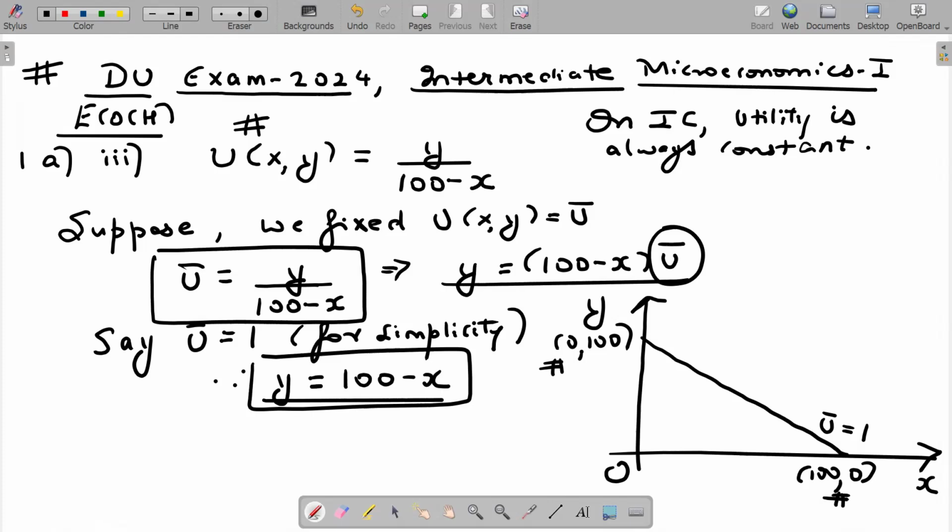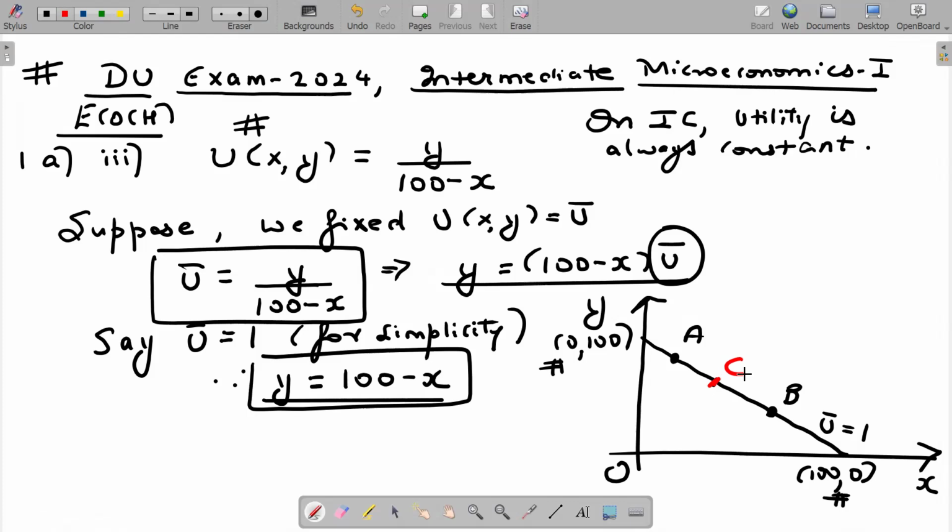Okay, now is it convex? You can clearly see if I take any 2 points A and B, any weighted average of A and B will lie between A and B. Suppose I take a weighted average of A and B, let's say C. C lies on the same level of utility as A and B. So any convex combination of A and B will give the same utility as A or B. So it's convex. It's not strictly convex. I repeat, it is not strictly convex, but it's convex.